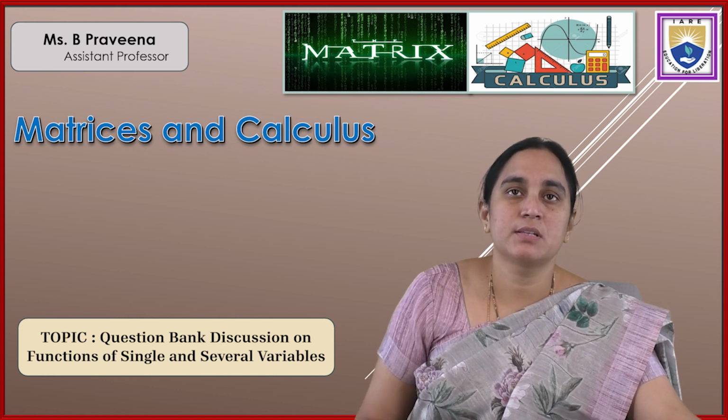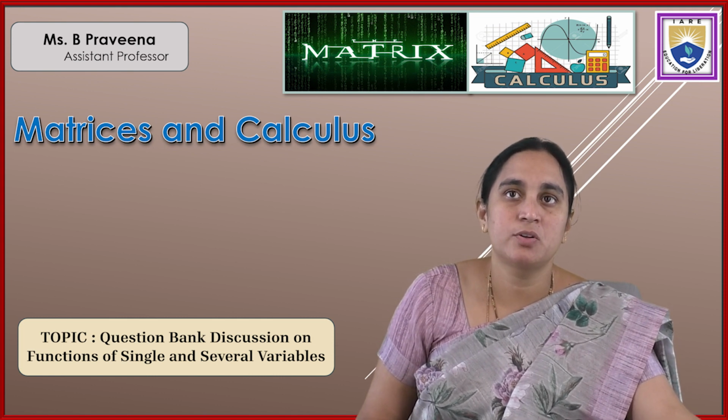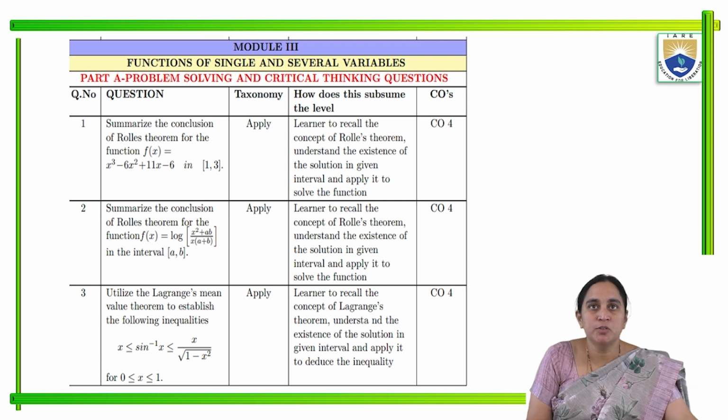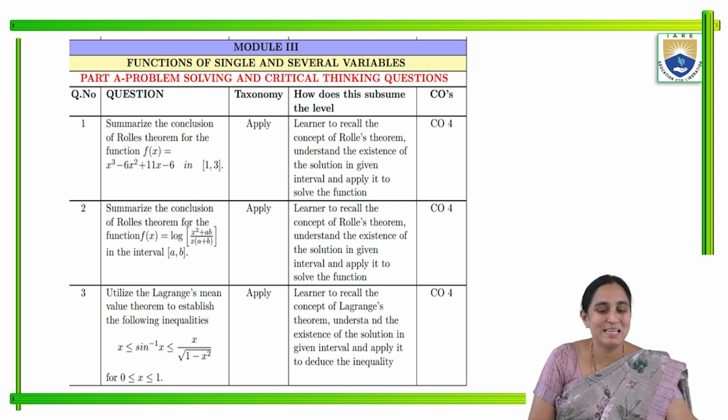Today I want to discuss the question bank on Module 3. What is the name of Module 3? Functions of single and several variables. In that question bank we have three types: first, critical thinking questions; second, long answer questions; and third, short answer questions. Each section carries 20 questions. First, we discuss Part A with the critical thinking questions.